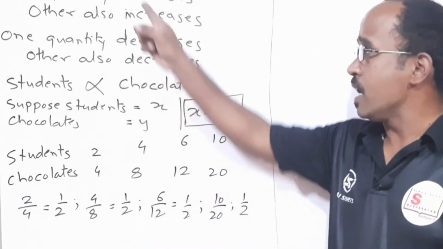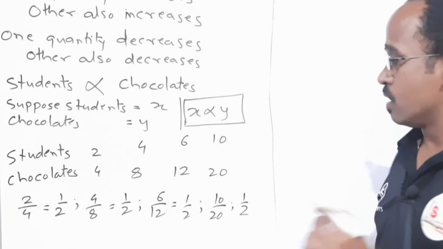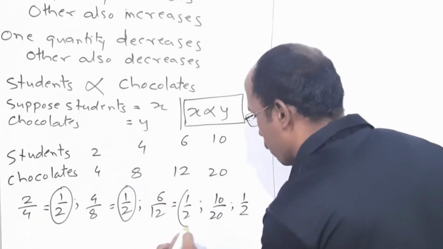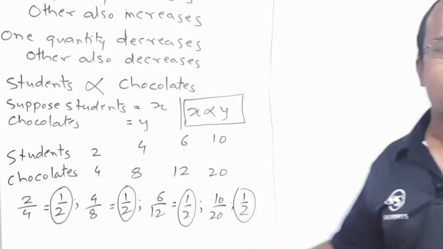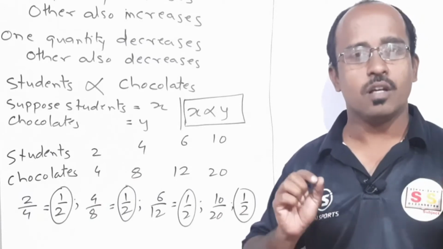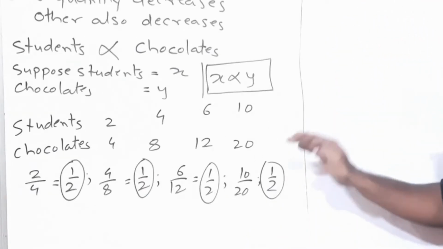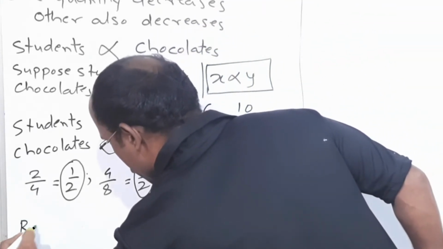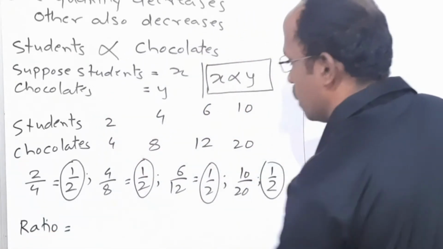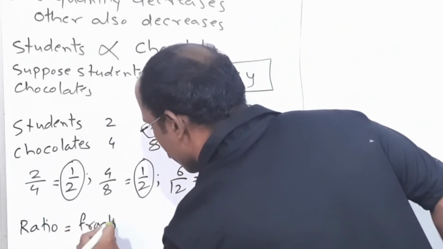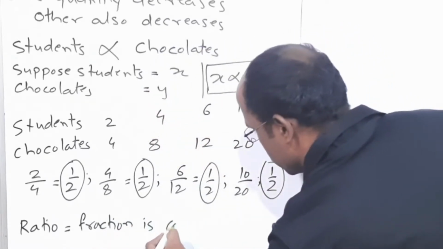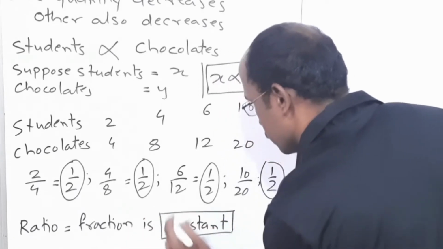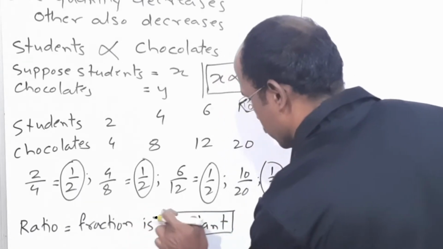Means in direct variation, the ratio, the fraction of two quantities, is always the same, is always constant. So what is constant in direct variation? In direct variation, the ratio, which is nothing but the fraction, is constant. This is the most important thing you have to remember, students. What is constant? Ratio is constant.